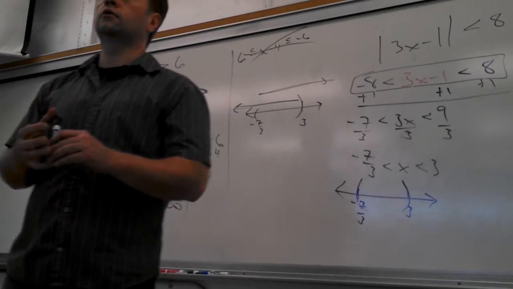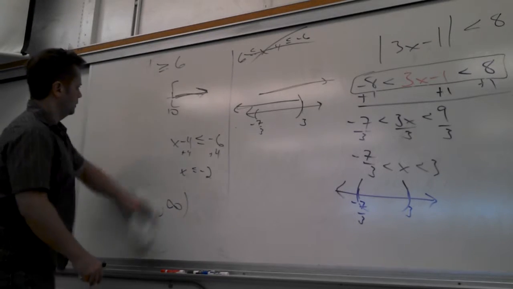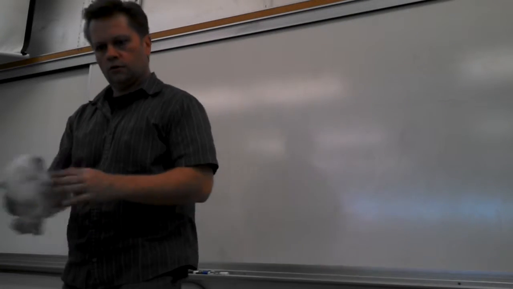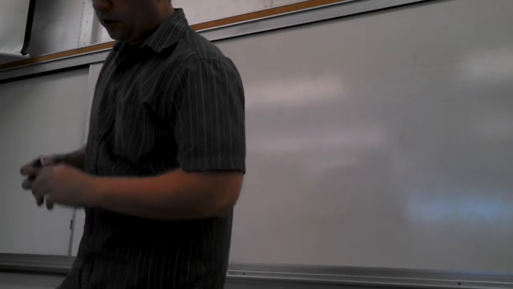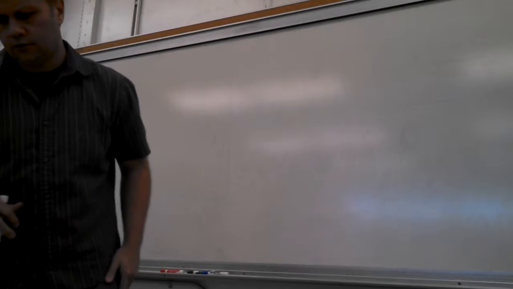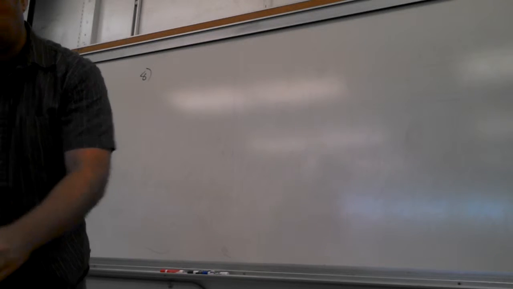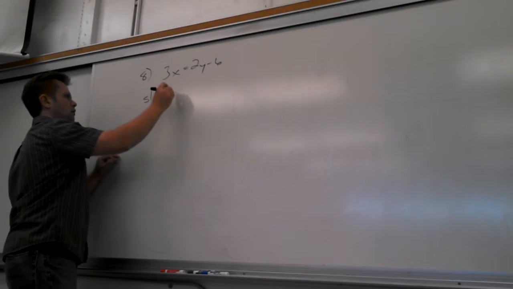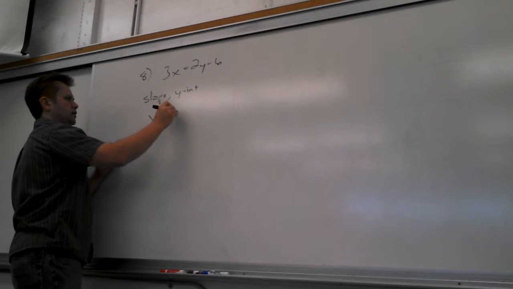Yes, ma'am. I'm having trouble. I can't remember how to do the slope on number 8. Okay. Some people are there with you. So like number 8? Yeah. Oh, okay. This is going to suck for me a little bit. What did it start off as? 3x equals 2y minus 6. What's the best way to find the slope and the y-intercept? Yeah, solve for y, because then it's in this form.